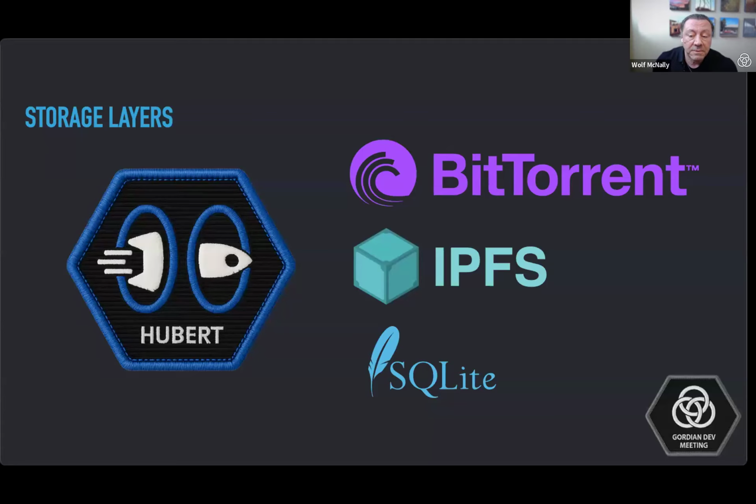As I mentioned, we support the BitTorrent mainline DHT, distributed hash table, and IPFS, and again, our server supports both SQLite as well as just an ephemeral in-memory RAM table, essentially. And in our other video on Hubert, I go into much more detail about the various parameters of these storage layers. So if you want more detail about Hubert itself, you can check that out.